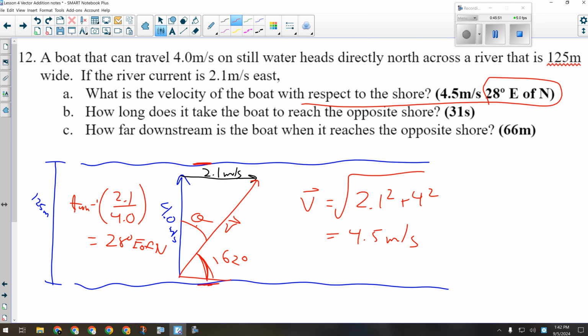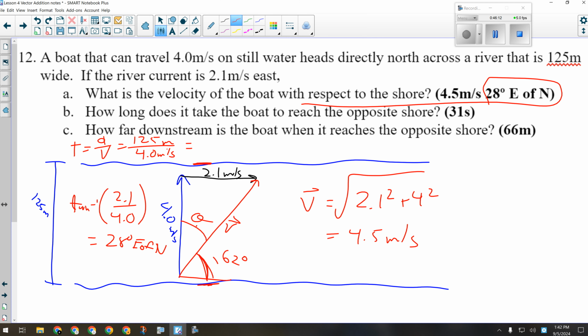Okay? So, to calculate the time, I would simply go d over v. It's 125 meters across, and I'm going across at 4 meters per second. Okay, so if I do that, I should get 31 seconds to get across. Okay? Everybody with me there?